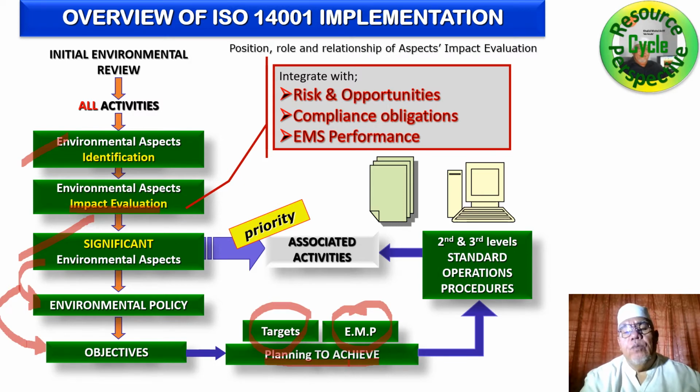Only then we start to develop operational procedures. While having that, we look at all other activities which involve significant environmental aspects, and we start to develop SOPs for some form of operational control on those associated processes or activities. Got it? Simple, isn't it? Okay.